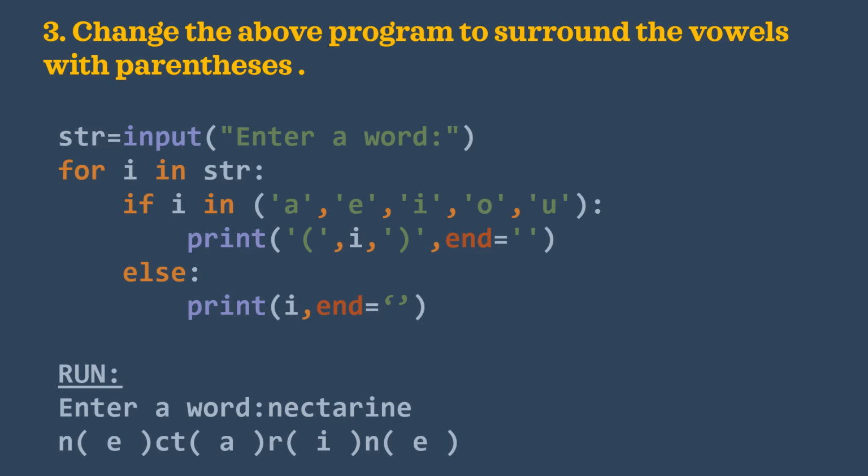So now run the program, and if the entered word is nectarine, you can see the output is like this. It will print the character N as it is, but when it encounters E, it will print E surrounded with parentheses. Then the next character is C, which will be printed as it is without any parentheses, and the subsequent characters will be printed as per the condition.